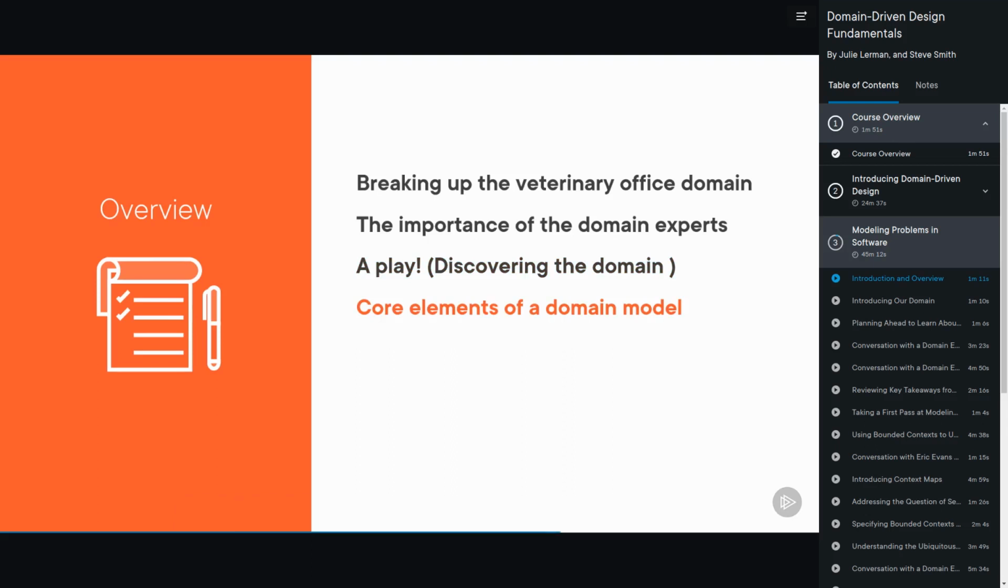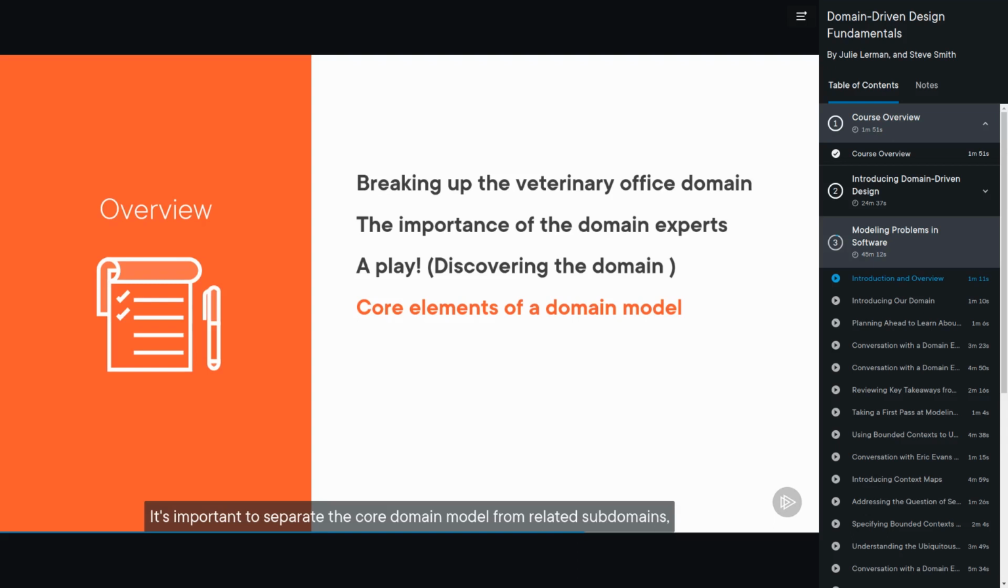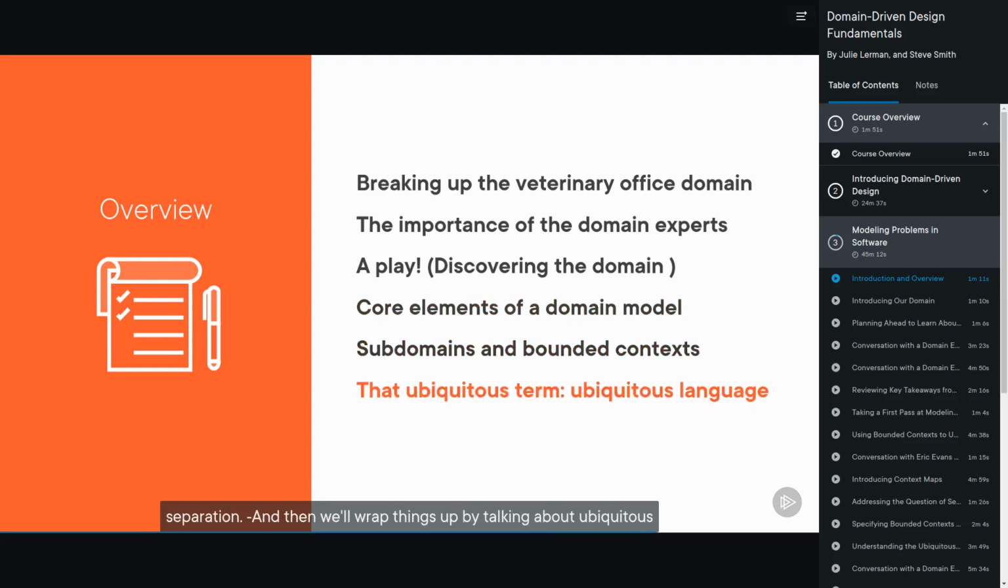Next, we'll talk about the domain model and some of the elements that typically are found in this part of the application. It's important to separate the core domain model from related subdomains, and we'll talk about how bounded contexts can help us accomplish this separation. And then we'll wrap things up by talking about ubiquitous language and how this seemingly small thing with a big name can have a large impact on your model, your design, and of course your application. So let's get started.